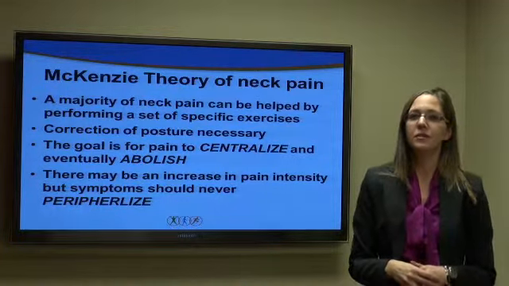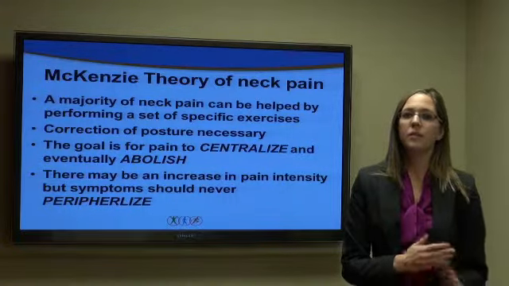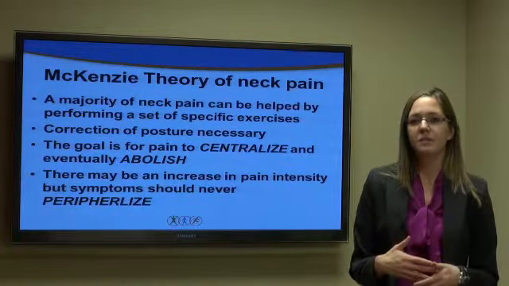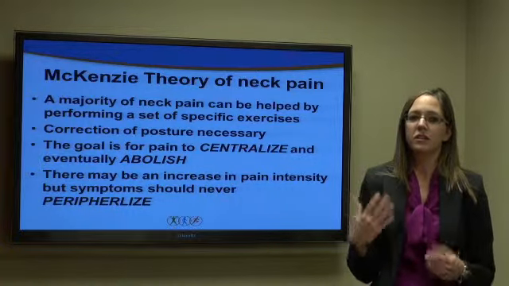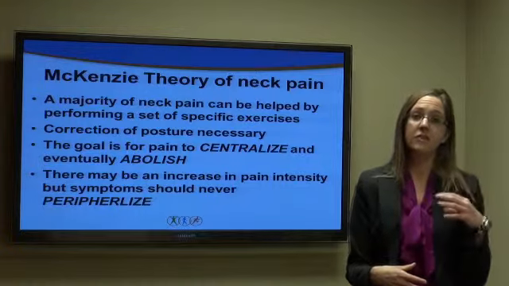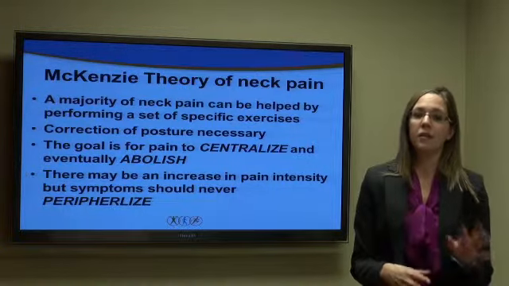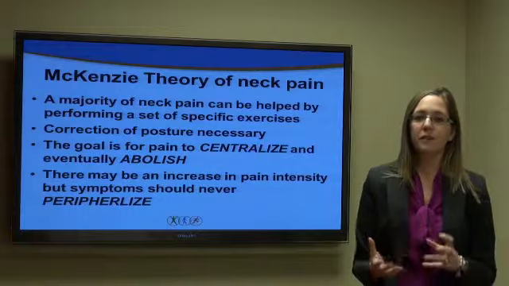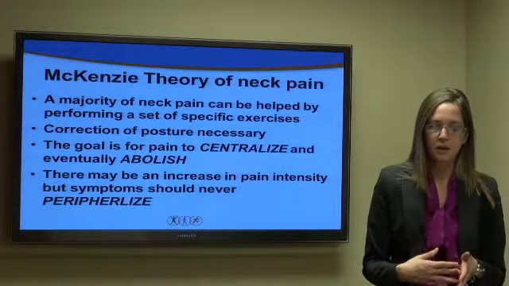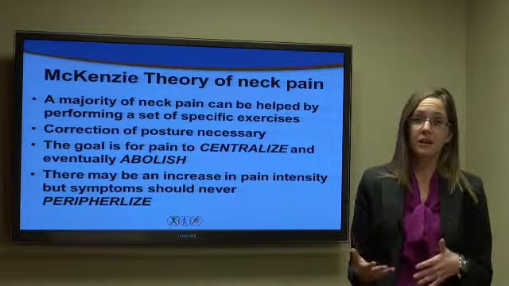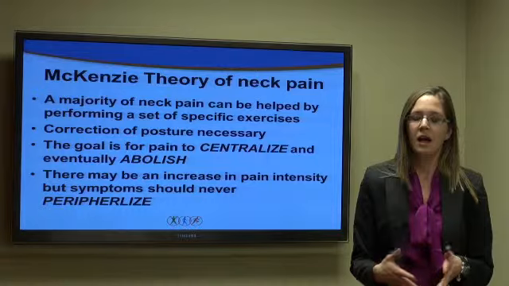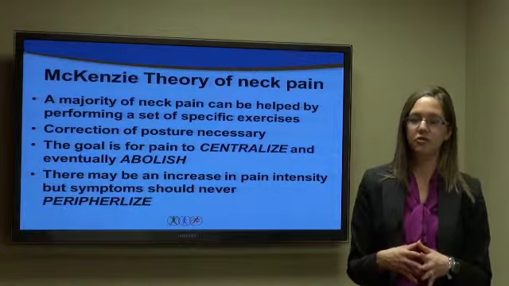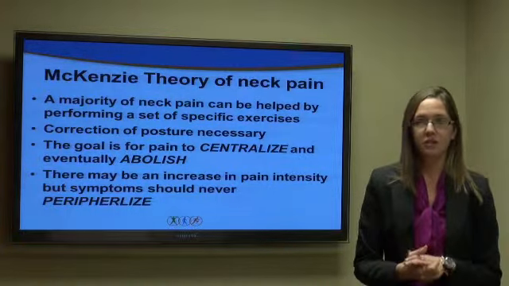For instance, if a person is having pain in their lower arm or into their hand, the principle of centralization would mean that after doing a set of specific exercises, the pain eventually starts to only be in the upper arm or in the shoulder or just in the neck, and it's no longer in the lower arm or in the hand. So that would be the principle of centralization. So the goal is for the pain to centralize and to eventually abolish. If there is any sort of increase in pain intensity at this central point, that's okay, but the symptoms should never peripheralize, meaning that the symptoms should never go further down the arm than they originally started.